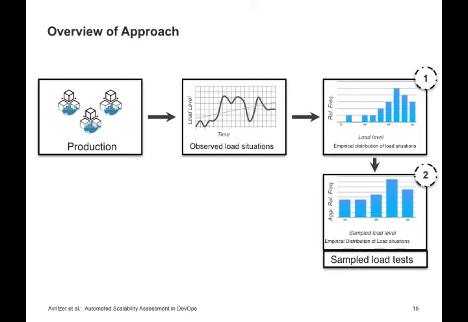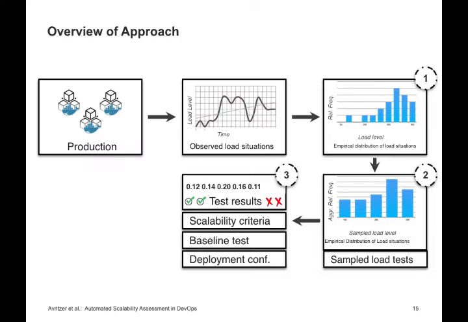Once we have sample load tests available, we are able to issue the test against a given deployment configuration of the system. Along with the test, we also execute a baseline test to measure the system performance with low load. Then, by using the scalability criteria, we can determine the pass-fail criteria for each configuration for different loads. An example of a scalability criteria is defining the accepted deviation from the response time measured in the baseline test.